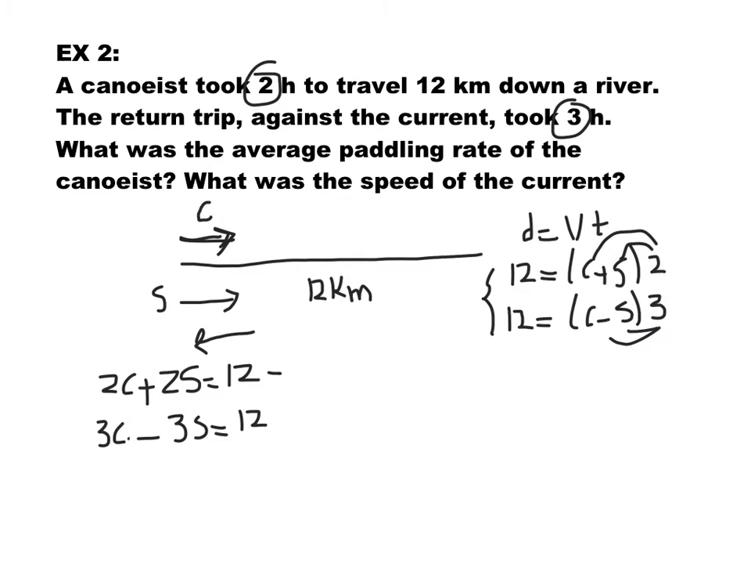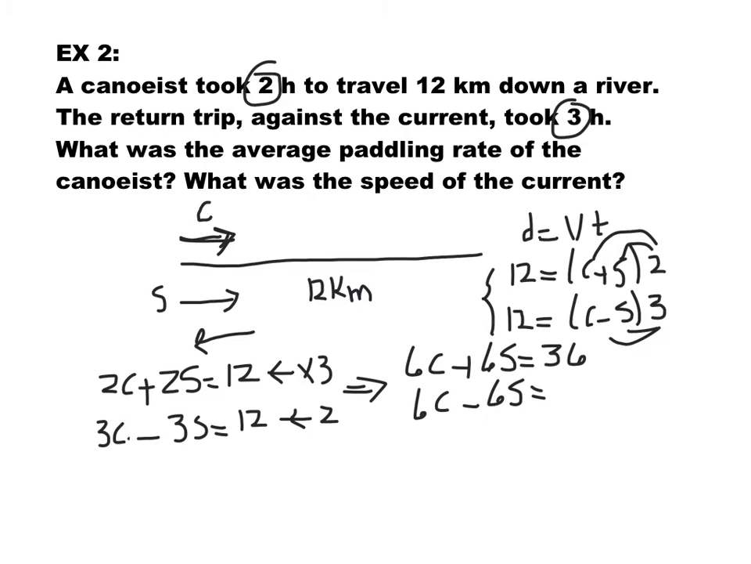So I multiply the first one by 3 and the second one by 2. I'm trying to eliminate s here. So from here I get 3 times 2c is 6c, 3 times 2s is 6s, 3 times 12 is 36. Now 2 times 3c is 6c, 2 times negative 3s is negative 6s, and 2 times 12 is 24.